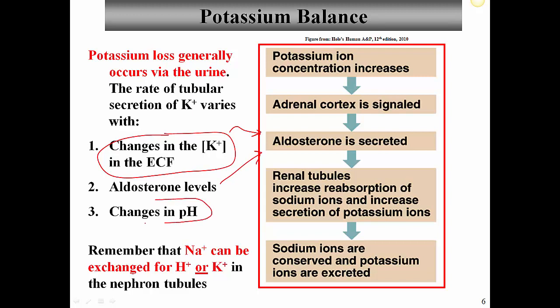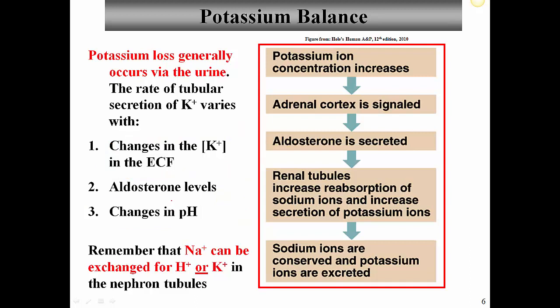Changes in pH can also affect potassium levels. The reason for this is that both hydrogen ions and potassium ions are univalent, positively charged ions. And it turns out that if concentrations of hydrogen ion go up and pH levels in the body go down, the hydrogen ion basically moves into cells and the potassium ion moves out of cells. And so this actually does affect secretion.